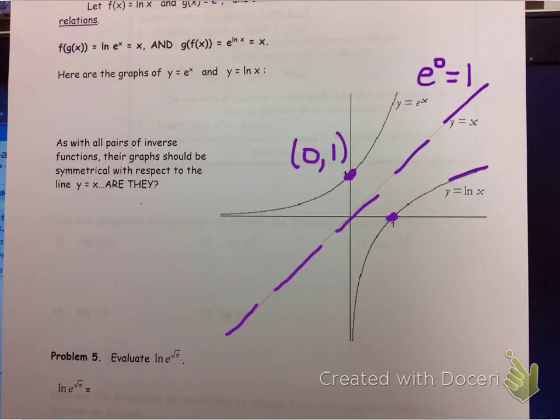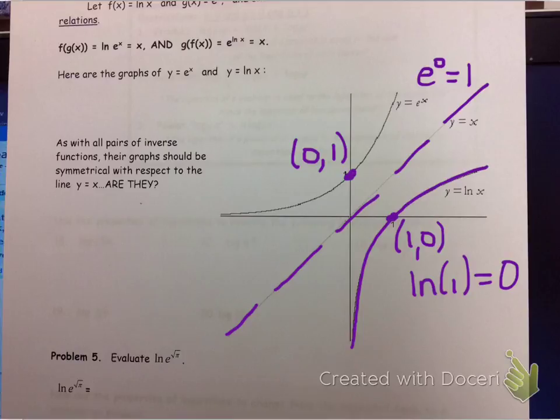Well, here's its inverse, y equals natural log of x. That point will switch the x and y coordinates, and so the point (1, 0) is on that graph. That is because natural log of 1 is equal to 0. So remember that inverses switch the x and y coordinates. Remember that they counteract each other or cancel each other out only when they're touching, though. And we'll talk more about that in class over the next couple of days.